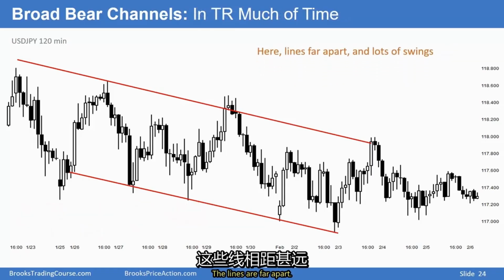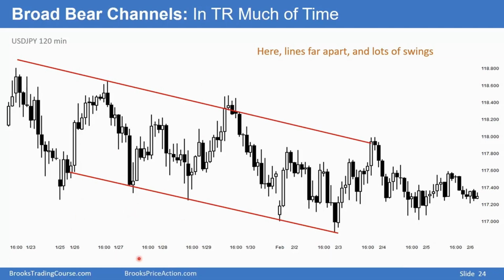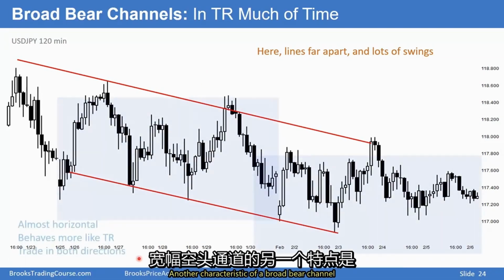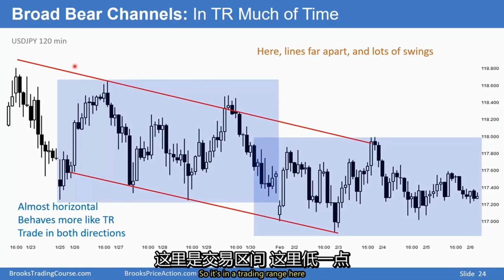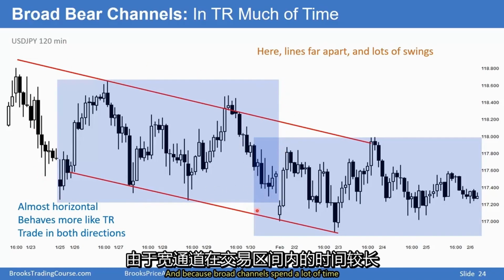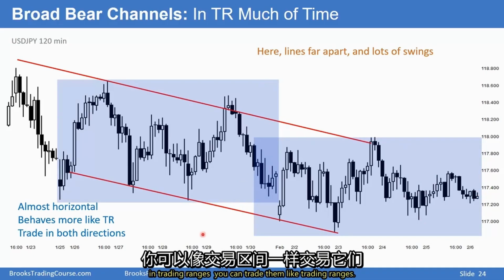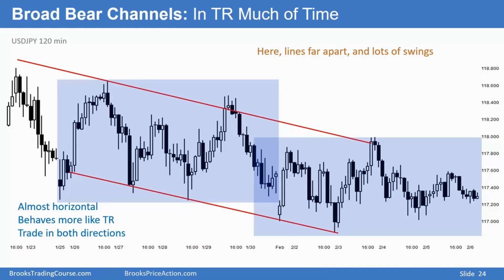The lines are far apart. The rallies have a lot of bars, 5 or 10 bars, and there are lots of swings up and down. Traders can both buy and sell. Another characteristic of a broad bear channel, a lot of the time, the market's in a trading range. So it's in a trading range here, a little bit lower, still a trading range here. And because broad channels spend a lot of time in trading ranges, you can trade them like trading ranges. Look to buy low, sell high, and scalp.